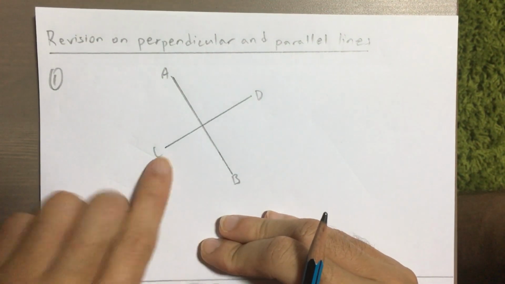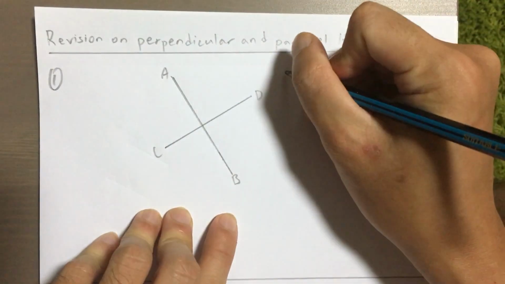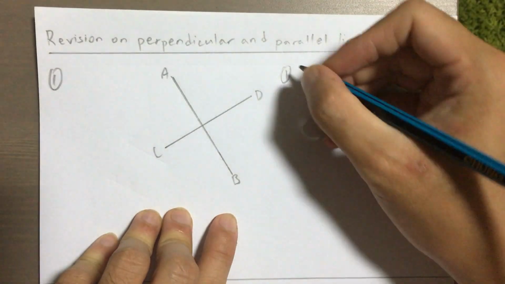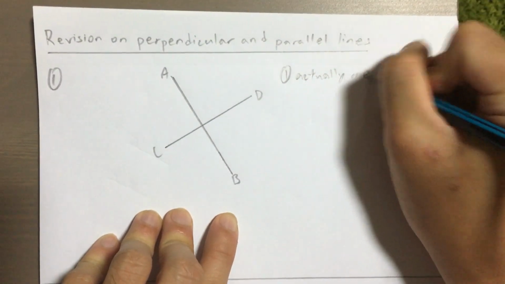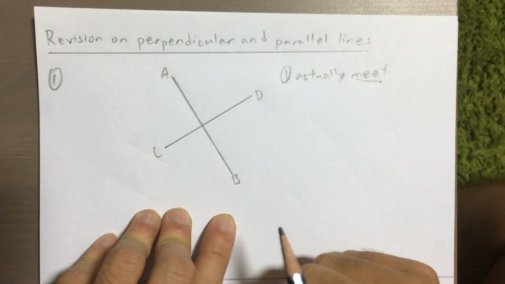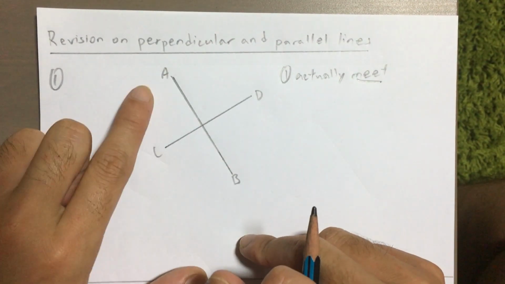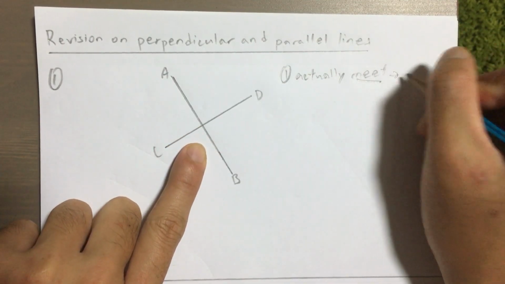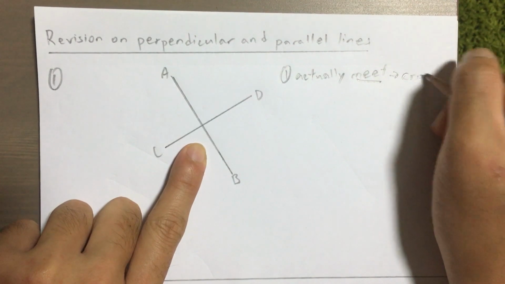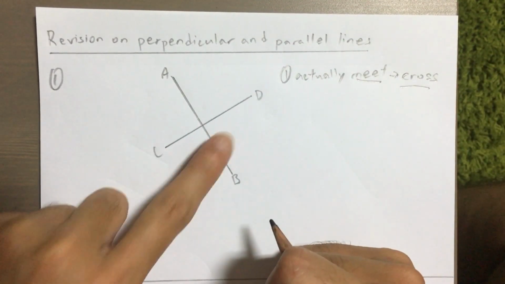Okay, so look at this pair of lines. By just looking, you realize one thing already. First, do you realize that they actually meet? You realize that AB actually cuts CD into two parts. When a line crosses each other, this is what we call meet. Meet is also like cross. Let me just write it down. When two lines meet, they actually cross.